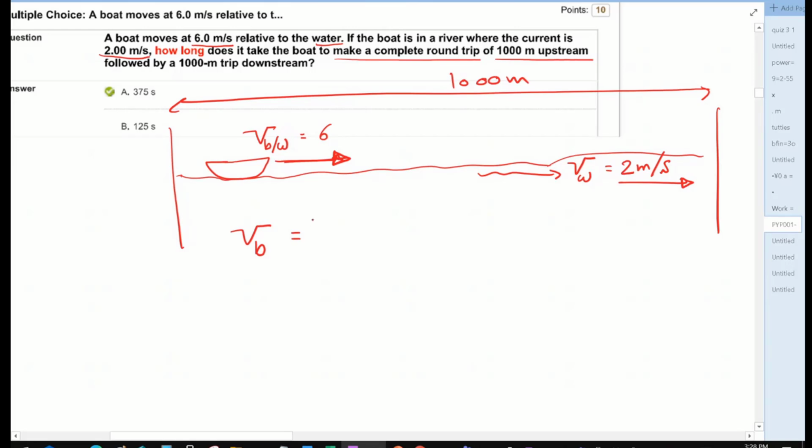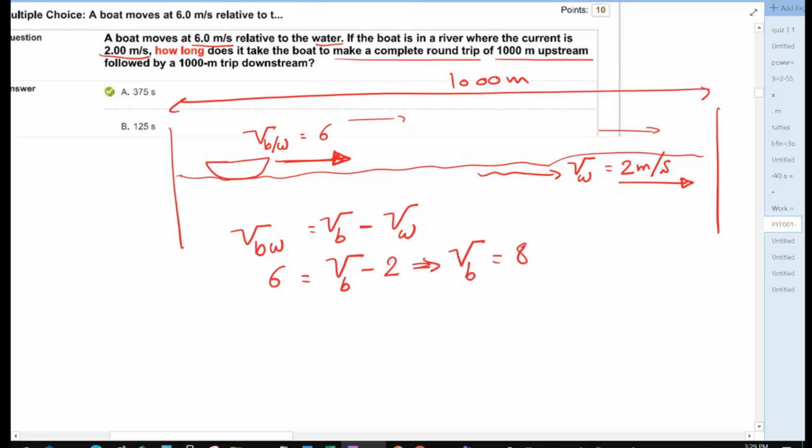So the real speed of the boat equals, or we can say the equation that we know, V boat relative to water equals the velocity of the boat, minus V of water. Both are moving to the right here, according to my drawing. So V boat relative to water is 6. V boat is the one I'm searching for, minus V water, which is 2. So V boat here is 8, as you said.